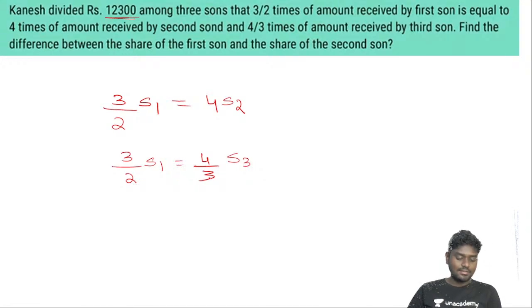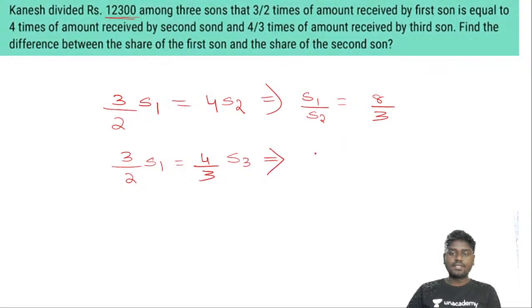Good, Aisha has got 3075. Let's quickly cross check whether that's the right answer. So from this, I can do what? S1 by S2 is equal to 8 by 3. And from this, I can say S1 by S3 is equal to what exactly? 8 by 9. Cool. Now what I simply want to do is find the combined ratio of S1 is to S2 is to S3.